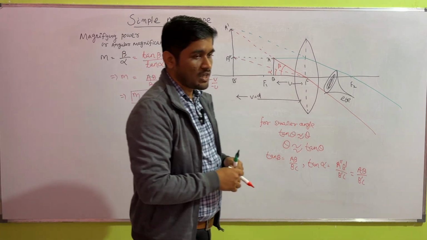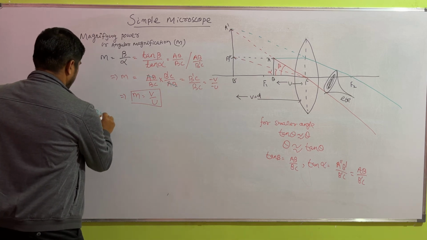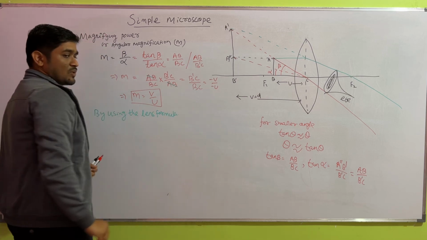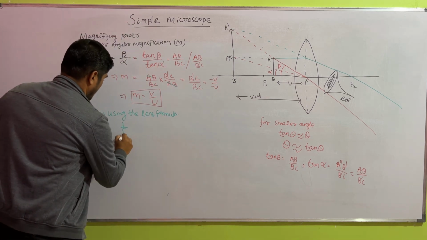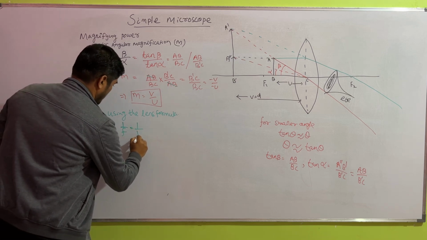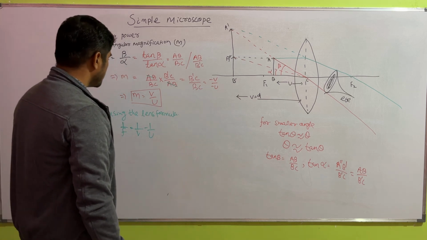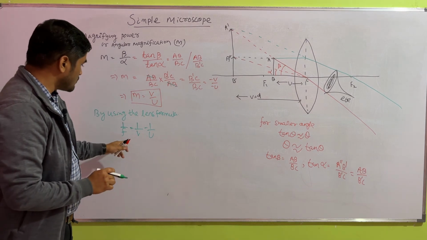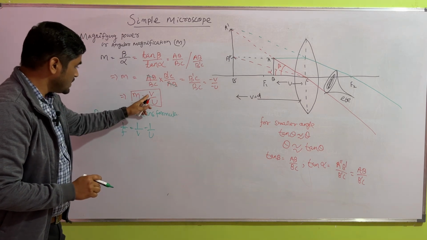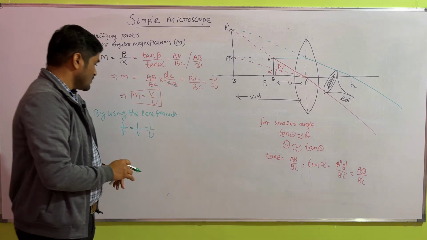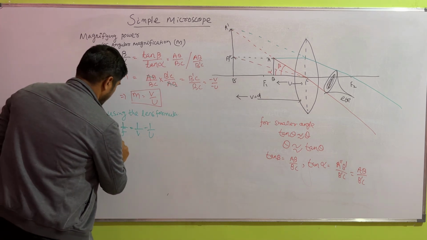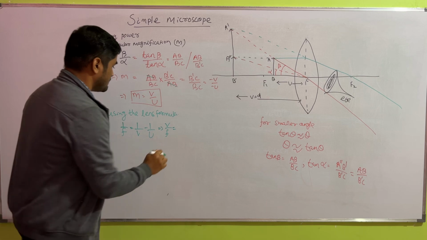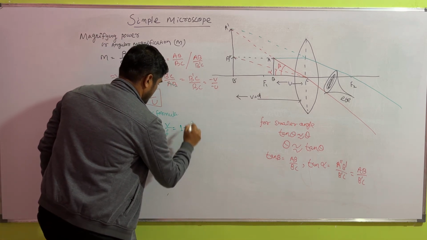And we know the lens formula. What is the lens formula? That is 1 divided by f, the focal length, equals 1 divided by v minus 1 divided by u. Clear? And here we want v divided by u. So we have to multiply this equation with v to get v divided by u. So now multiply this equation with v, that implies v divided by f equals v divided by v, that is 1, minus v divided by u.